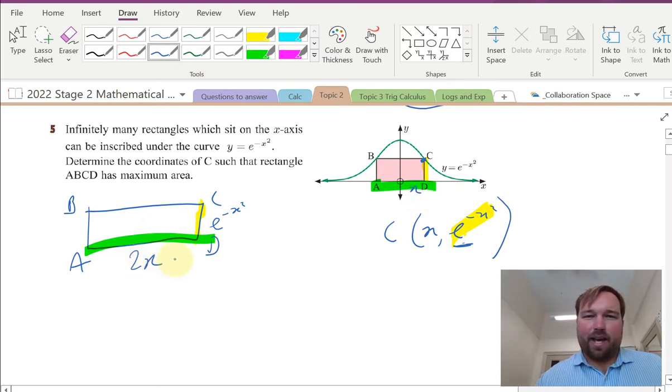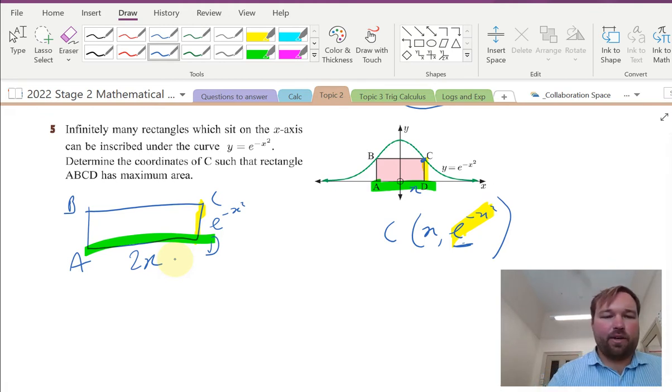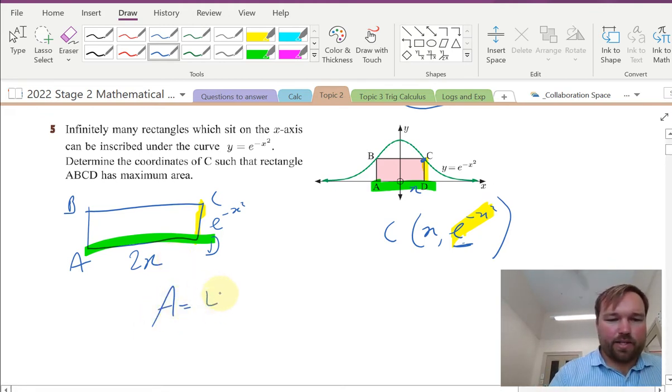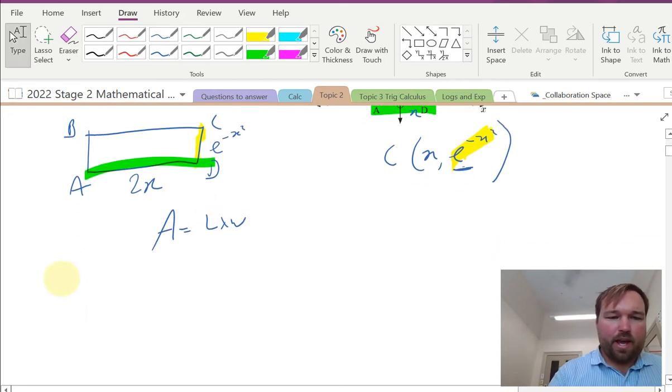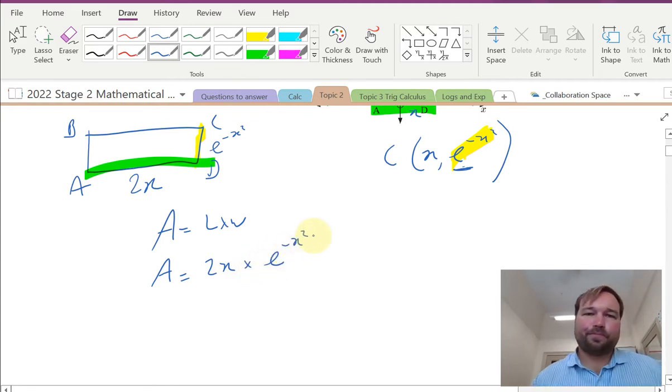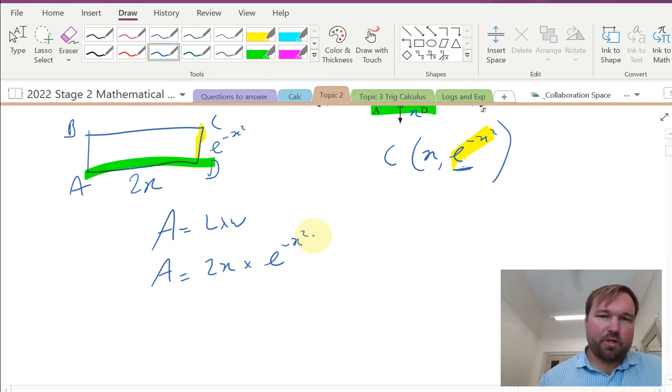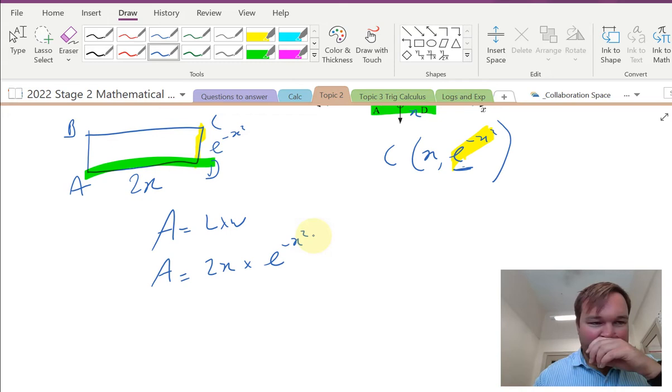So if I'm maximizing area and I'm thinking rectangle, well, I know that area of a rectangle is length times width. Area of a rectangle is 2x, which is my length, times width, which is e to the minus x squared. Now I want to maximize it. So setting the first derivative to 0, finding where that stationary point is. Slope up, slope down.